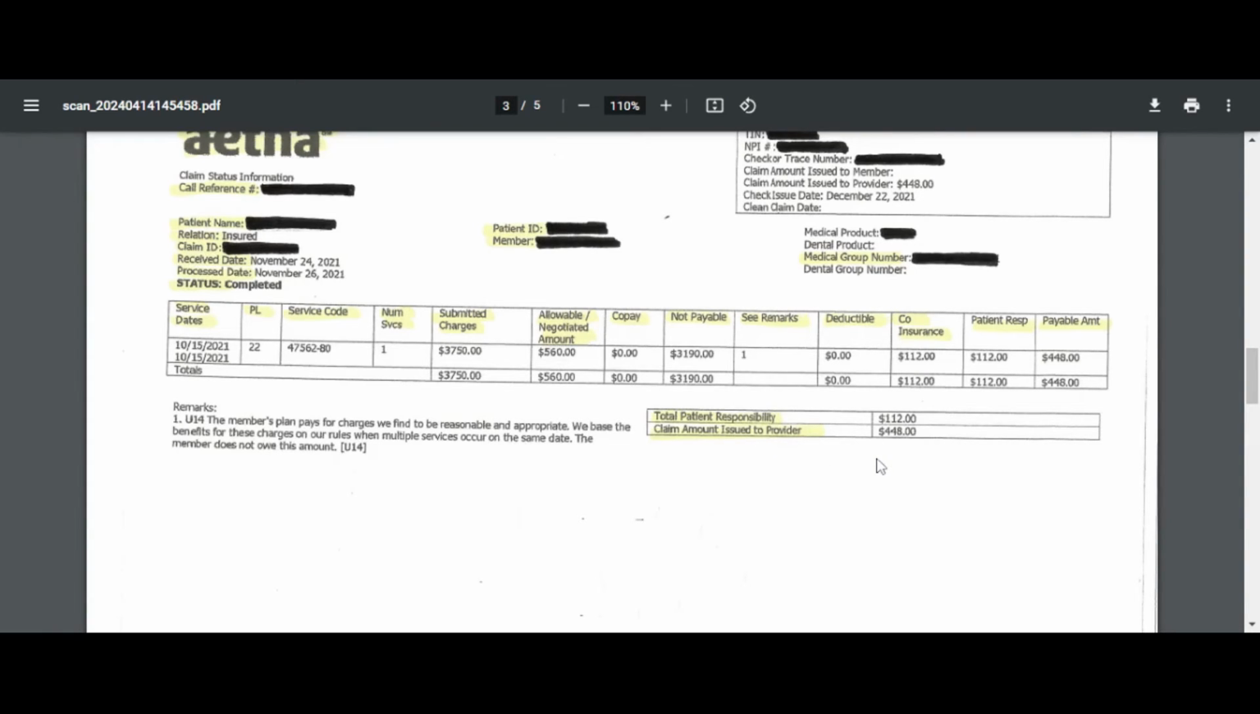Then you have the claim amount issued to the provider. That's how much they paid you. That's how much the check or the EFT is for.